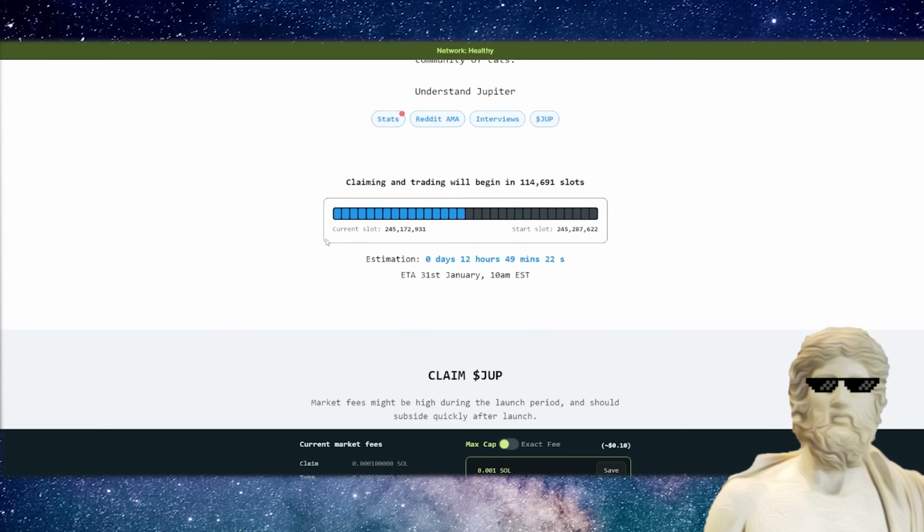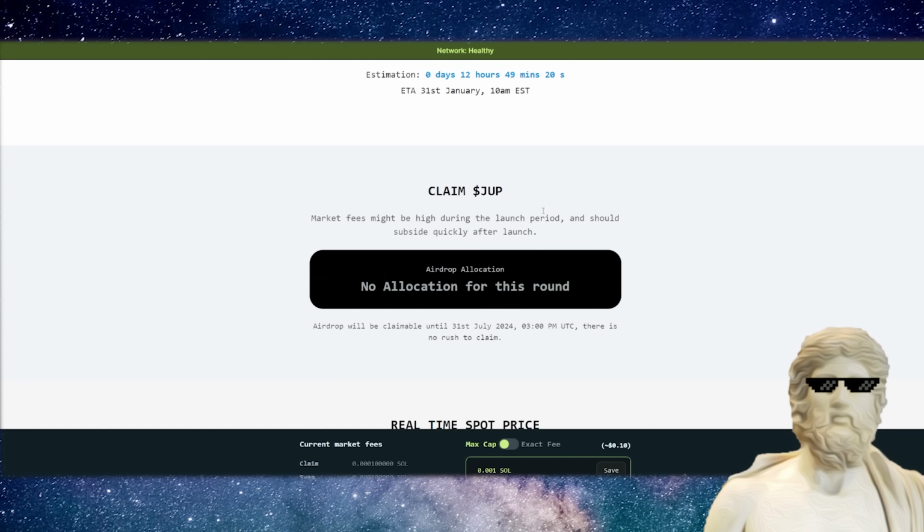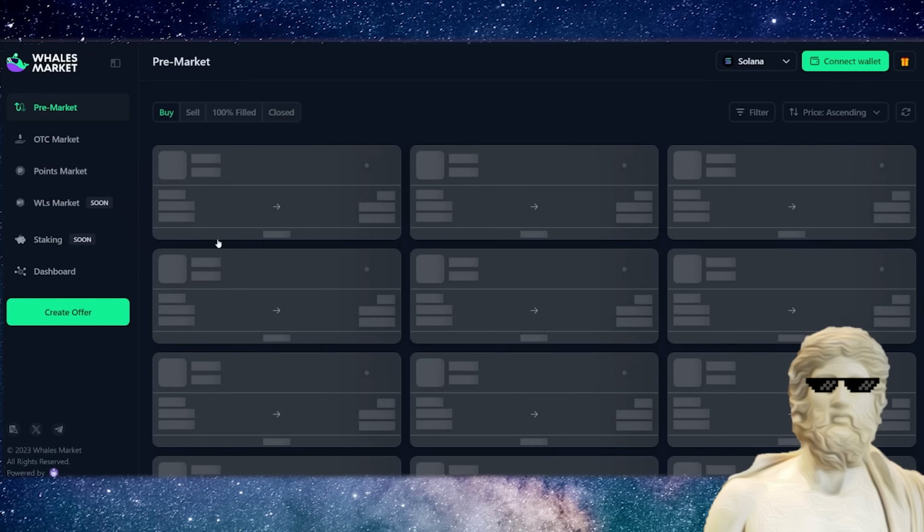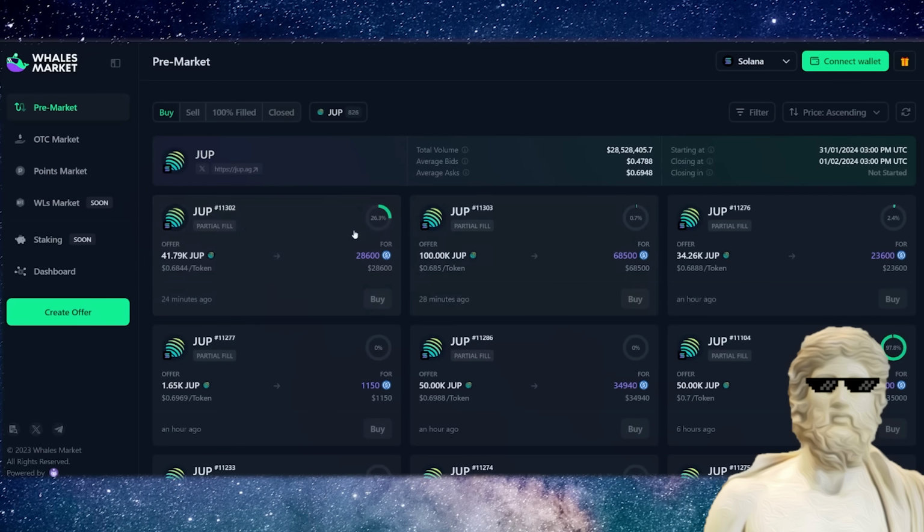So at the moment, I don't have an allocation. So probably like a lot of you guys in the video, I don't actually have an allocation right now, but I'm going to show you some cool things where people are potentially pre-buying Jupiter. So if you feel like you've missed out, we're going to be checking out Whales Market soon, because people are buying and selling this crypto before it's even live right now. So a very cool platform. We'll be checking that out very soon.